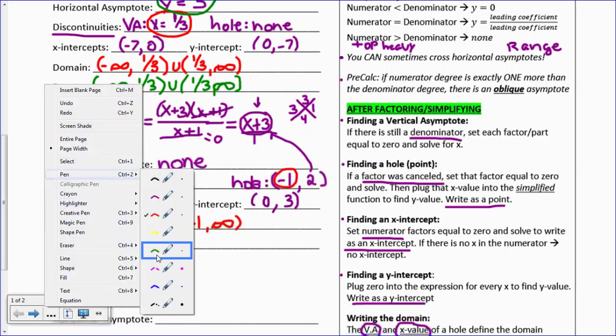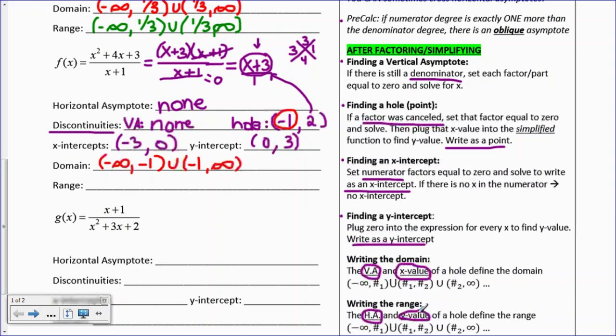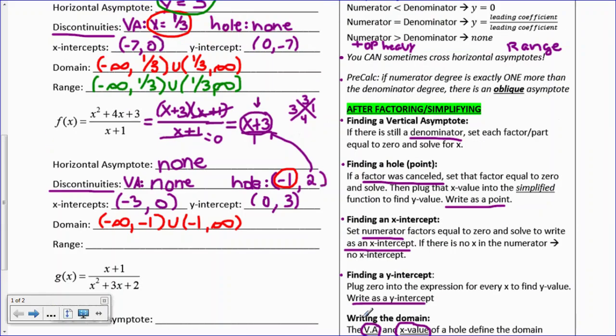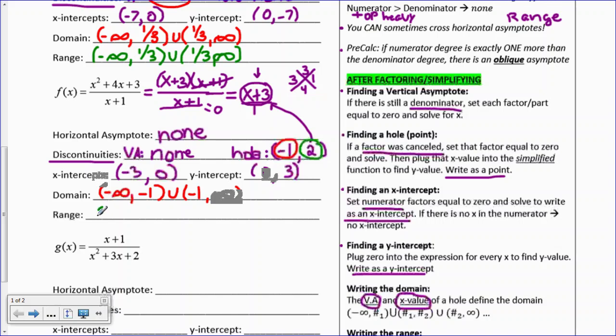I'm going to change back to green. So for the range, the horizontal asymptote and the y value of a hole are going to define my range. Well, we didn't have a horizontal asymptote, but because we have a hole, I'm going to be using the y value to define my range. So that's only 1 jump, 1 discontinuity. So I'm going to have -infinity to 2, jump over 2, and then continue to positive infinity. Right? And that's my second example.